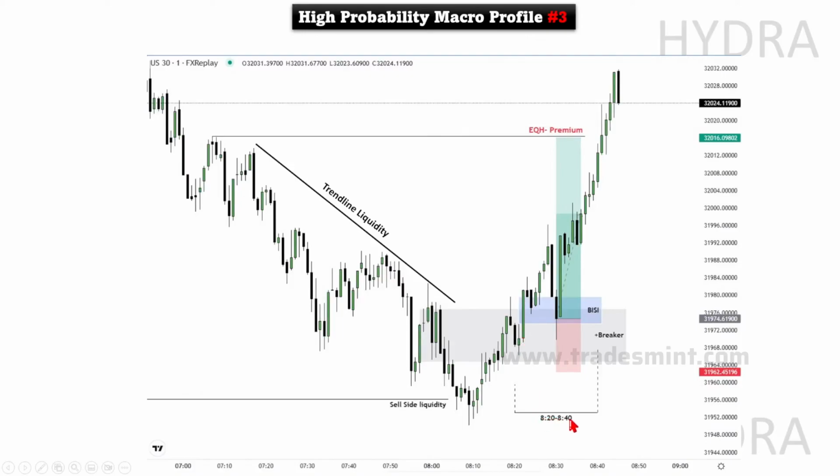At 8:20 to 8:40, didn't it? It closed the candle's body above. That's when we know that this breaker got activated. Now, when price closed the candle's body above, it also formed this fair value gap. You either can enter here, or you can also take consideration of this fair value gap.